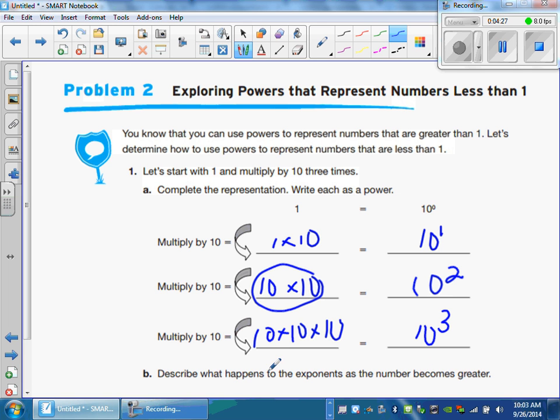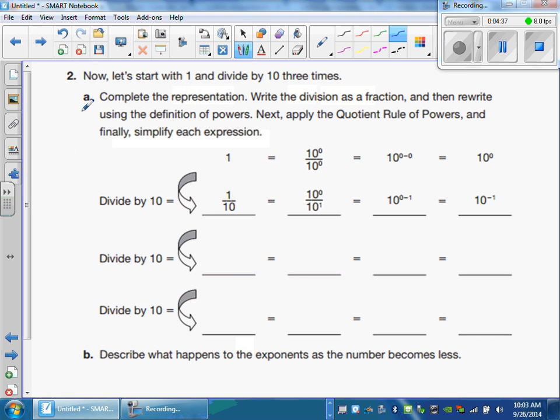Describe what happens to the exponent as the number becomes greater. Well, the exponent increases just like the numbers being increased here. On number 2, we're going to start talking about negative exponents. So basically what's going to happen here is each time we're going to divide by 10 more. So 10 more than 10 would be 100, and 10 more than 100 would be 1,000.